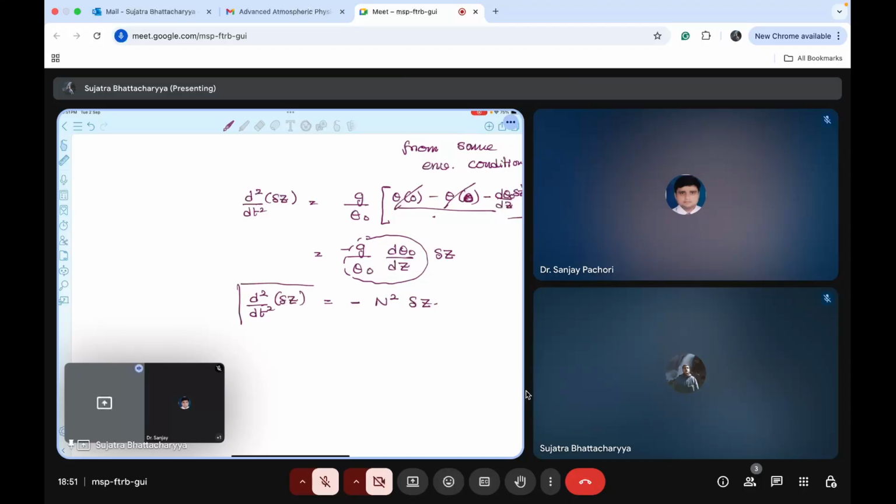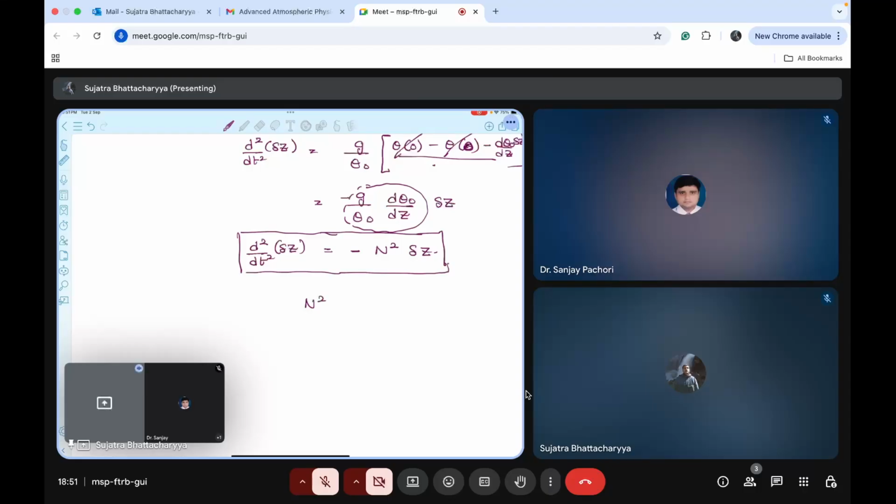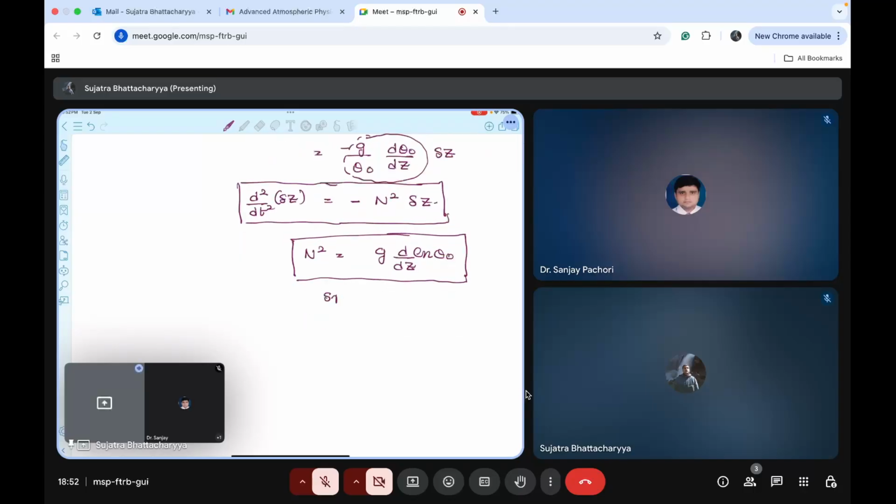See, now this becomes a second order differential equation. So n square is g d dz of log theta naught. This theta naught is for the environment. You can write theta also, it is absolutely fine. So this is your square of the Brunt-Weisshaler frequency.